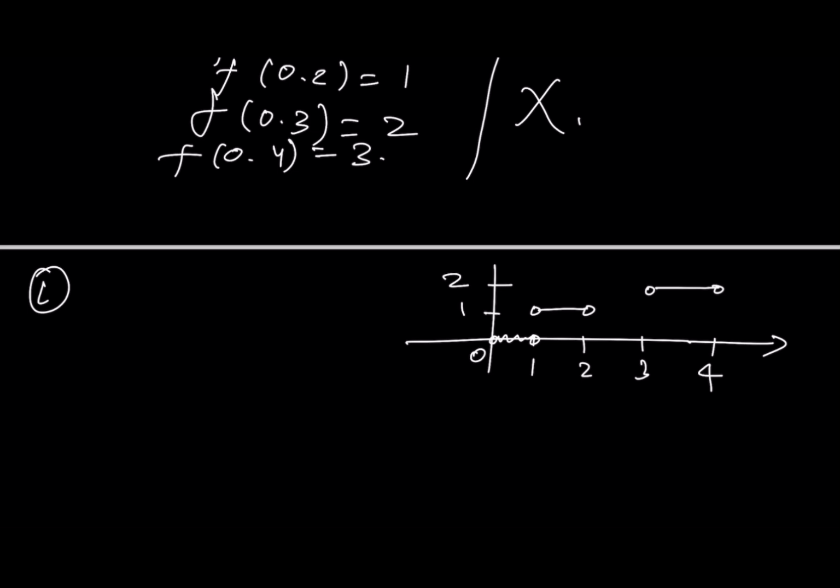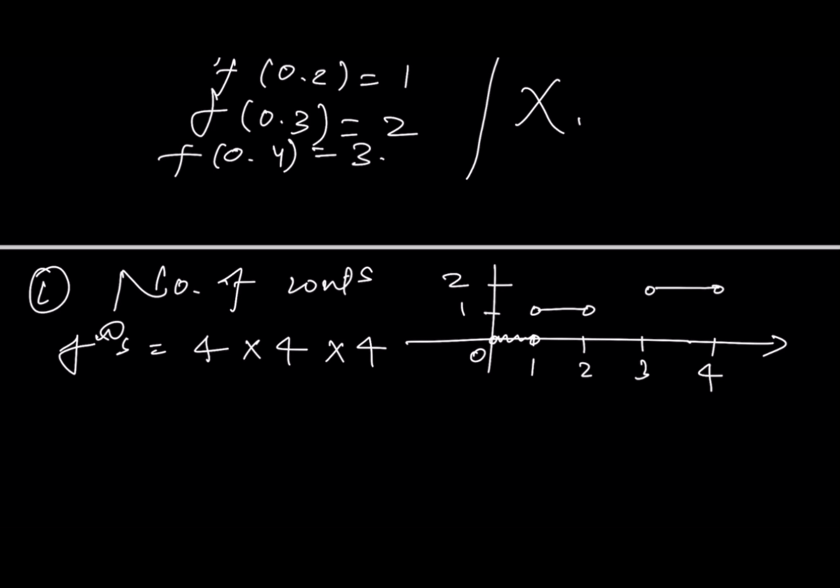For 0 to 1 it can be 0, or 1, or 2, or 3. So the number of continuous functions for 0 to 1 has four choices. For 1 to 2 again there are four choices, and for 3 to 4 there are again four choices. It can be 0, 1, 2 or 3. So there are a total of 64 continuous functions, exactly.